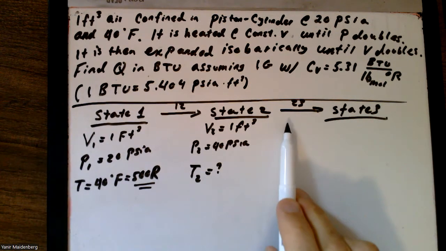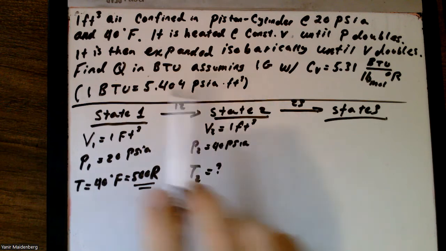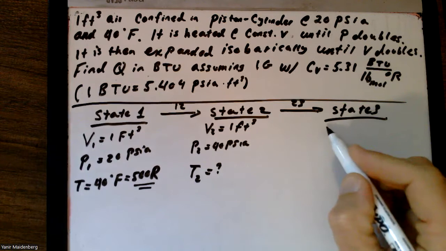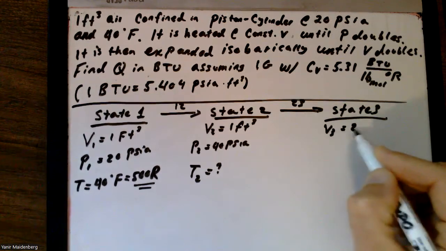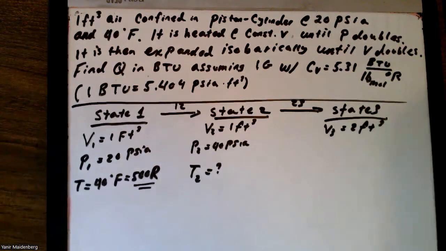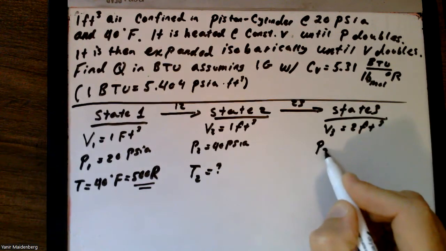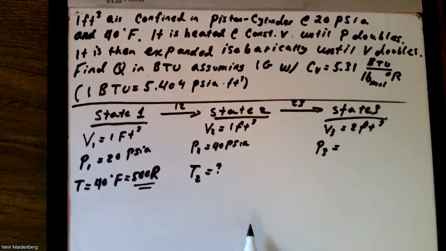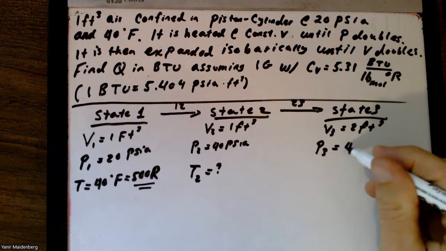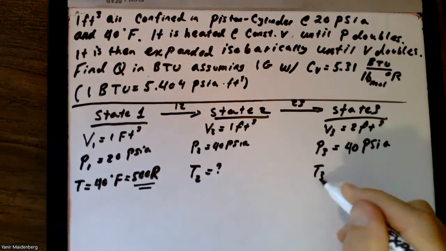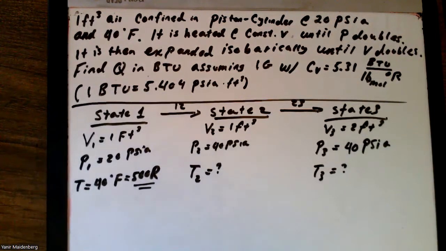And to get from state 2 to state 3, the pressure remains constant, but the volume doubles. So we know that V3 is 2 foot cubed. Okay. And we know P3, we know the pressure remained constant. So it's going to be 40 psi. And we don't know the temperature either. Okay, so that's sort of what we have at the moment.